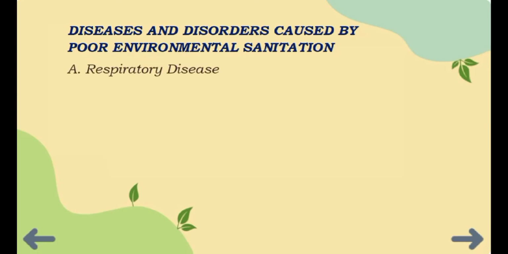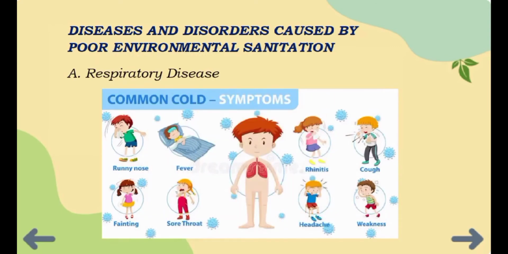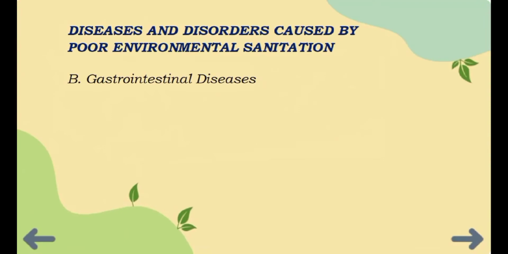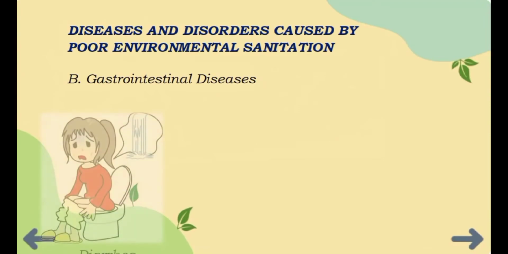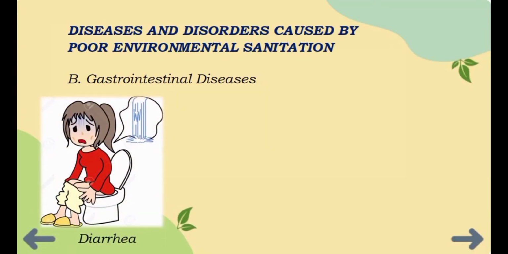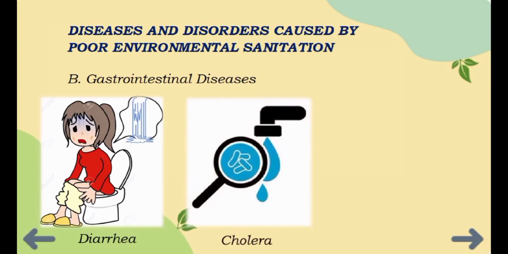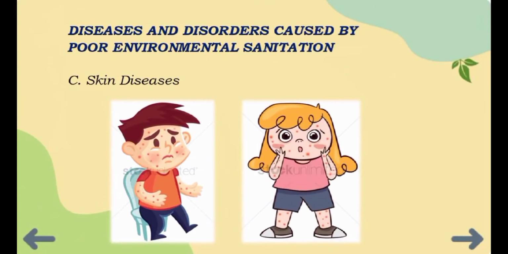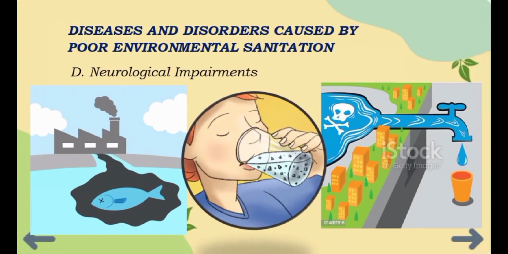There are: A. Respiratory disease, example, common cold. Letter B. Gastrointestinal disease. Examples, diarrhea, cholera, and dysentery. Letter C. Skin diseases. Letter D. Neurological impairments. Examples are mercury and lead poisoning.